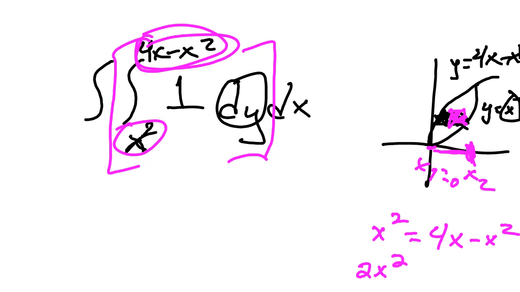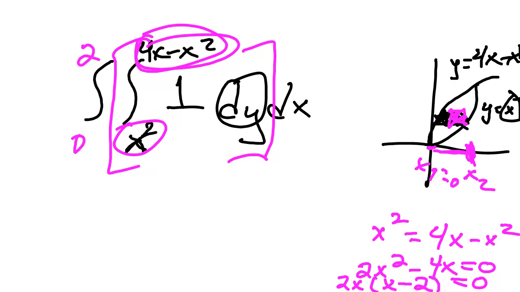2x squared minus 4x equals 0, which divided by 2 is x, 2x times what? x minus 2 equals 0. So what is x? x goes from 0 to 2, for the x's after that. But anyway, this one right here, what is y?